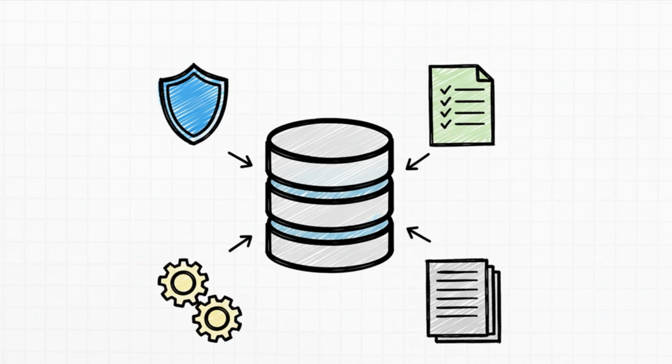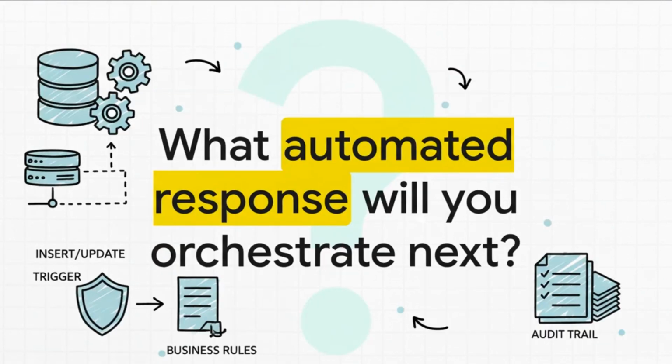Ultimately, that's what triggers are all about. They are your silent, automated guardians. They work tirelessly behind the scenes, enforcing your rules, keeping meticulous records, and maintaining order, all without you ever having to lift a finger. And that really just leaves us with one final question. Now that you understand the power of these automated conductors, what process in your own world could be streamlined? What automated response will you orchestrate next?